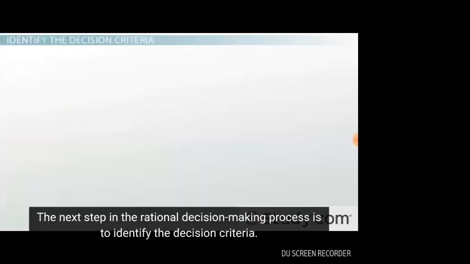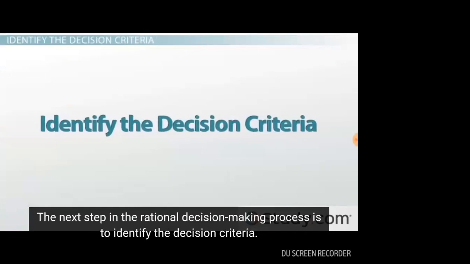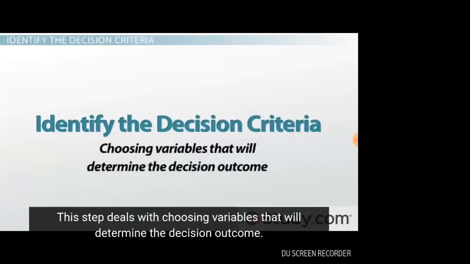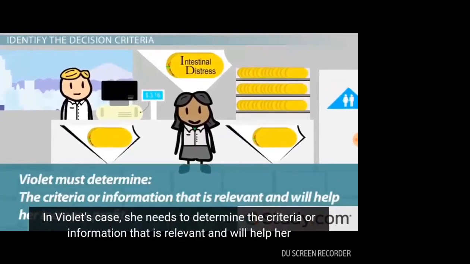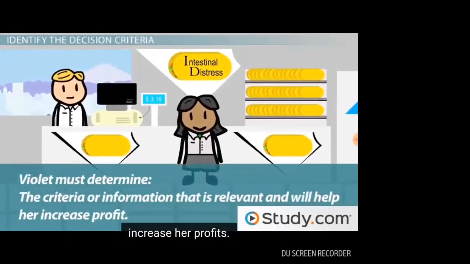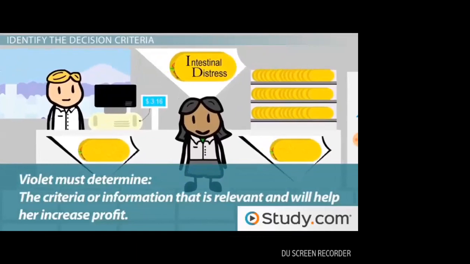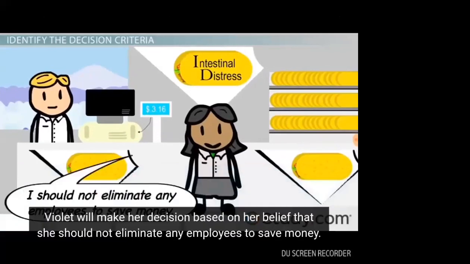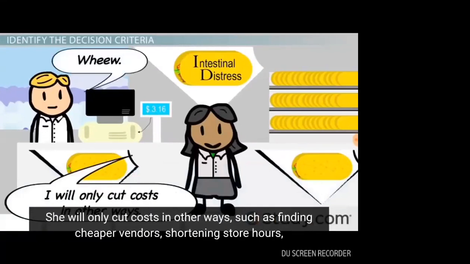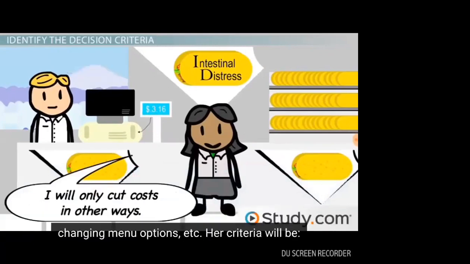The next step in the rational decision-making process is to identify the decision criteria. This step deals with choosing variables that will determine the decision outcome. In Violet's case, she needs to determine the criteria or information that is relevant and will help her increase her profit. The criteria are usually dependent upon the individual's values and beliefs. Violet will make her decision based on her belief that she should not eliminate any employees to save money. She will only cut costs in other ways, such as finding cheaper vendors, shortening store hours, changing menu options, etc.